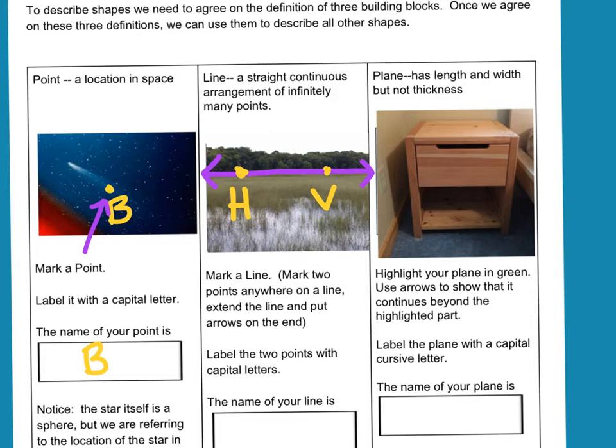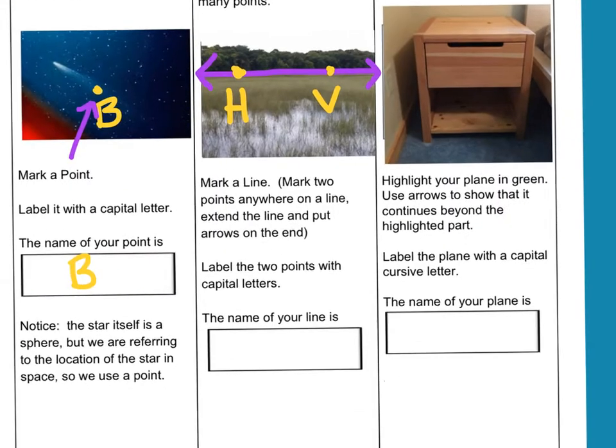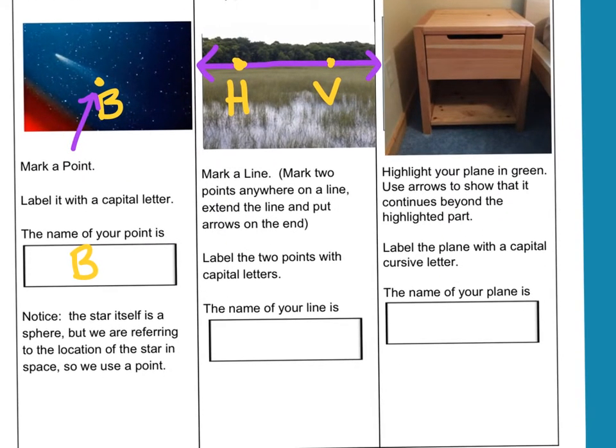This is a horizontal line. And then the name of my line would be line HV. And I would put this notation over the top, or this symbol, which says this is the collection of points that goes on forever in both directions.